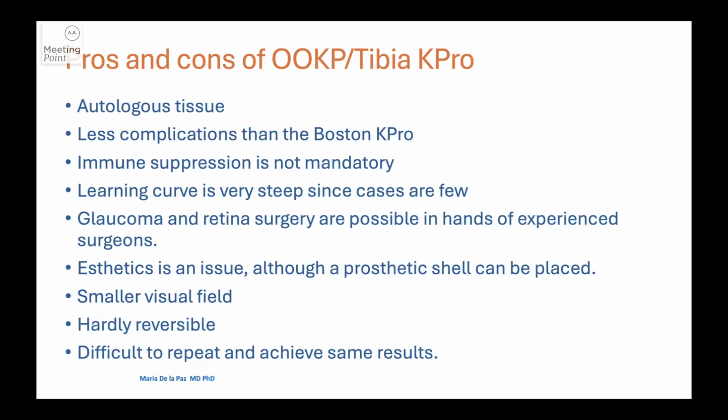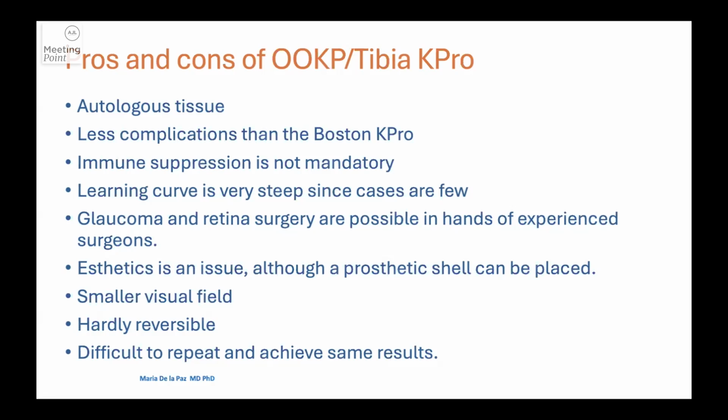Yes, surgeries can be done, but you need an experienced cornea surgeon because remember that the optical cylinder has its length. It is about 9 millimeters, and visibility is quite hard for a retina surgeon who does not have experience with this. Aesthetics is an issue, although a prosthetic shell can be placed. And as I said, the visual field is smaller. It is hardly reversible. It is difficult to repeat and achieve the same results. Although I just did one case which had extrusion, I had to repeat everything, and the patient has actually achieved the same visual results. So very happy so far.